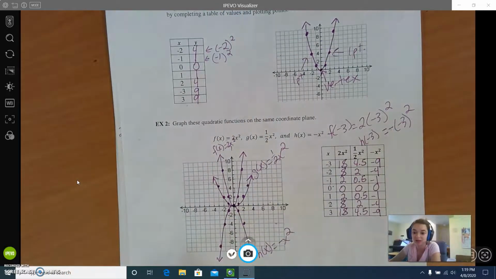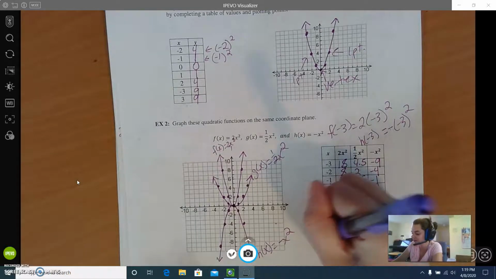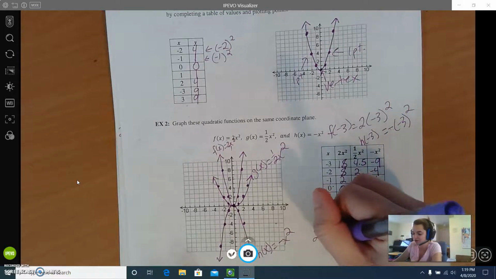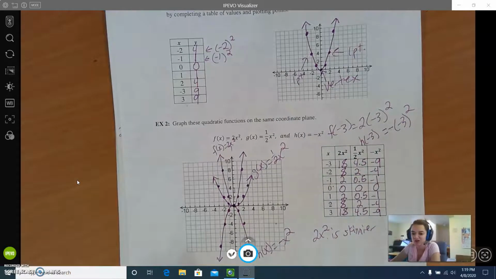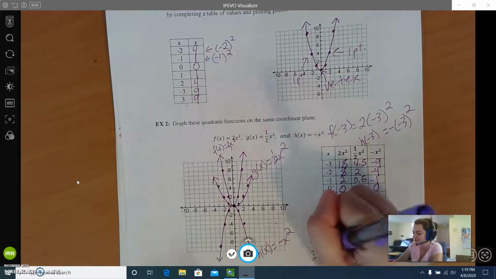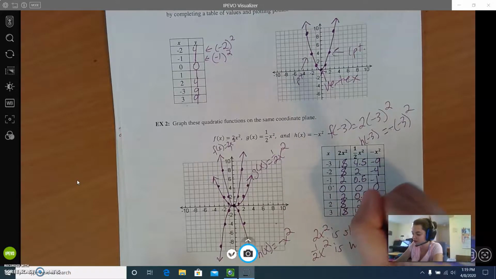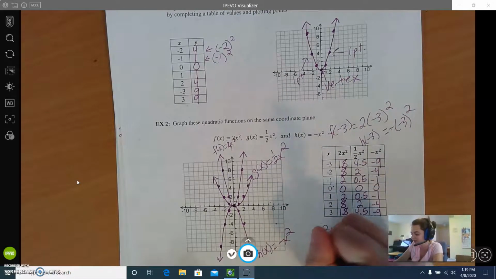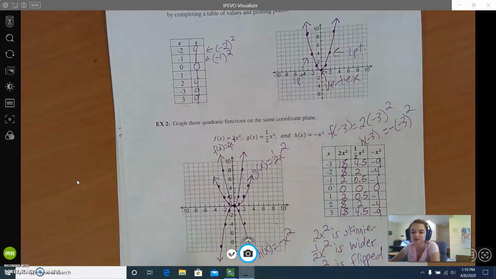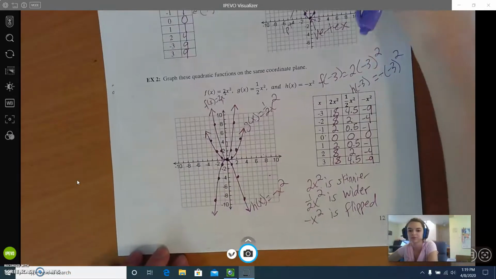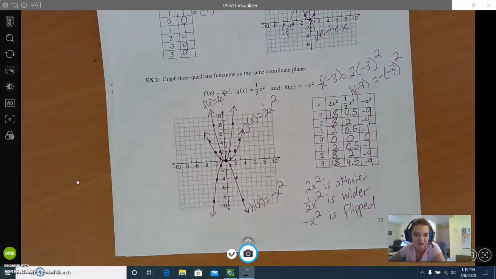Okay, and you probably want to label your graphs so that when you go back, you know what you're looking at, okay? So just to summarize really quick, that 2x squared, the f of x graph is skinnier compared to our x squared graph. The 1/2 x squared graph is wider than our original x squared graph. And the negative x squared graph is flipped. Okay, so it's an upside down U instead. And you can't see that. Here you go. Alright, so hopefully that helps with the change in leading coefficients, okay?